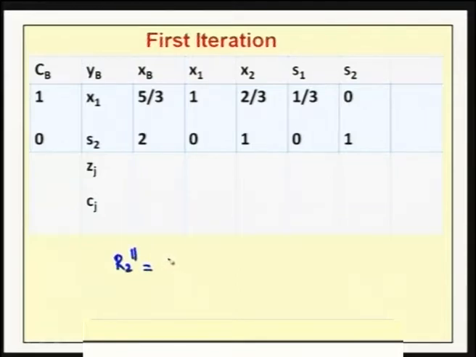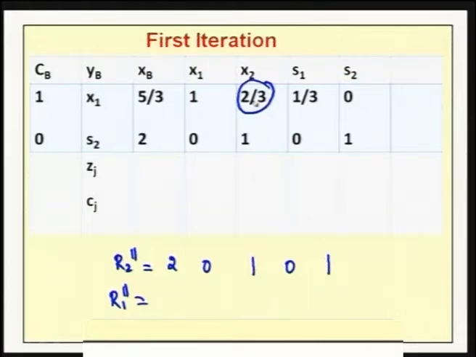So, for R2 we have 2, 0, 1, 0, 1. Next, we have to convert the remaining element in that column, that means this 2 by 3, as 1. How can we convert this 2 by 3 as 1? Now, in R1 double dash, we have to make this element 0.